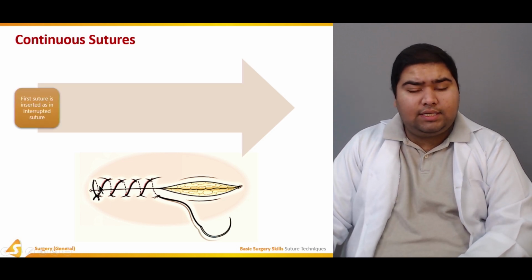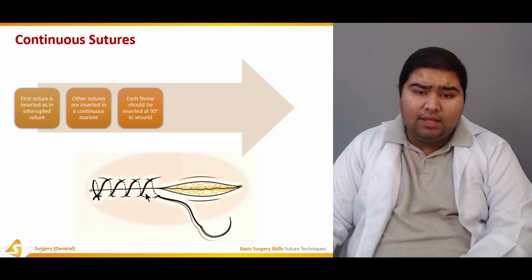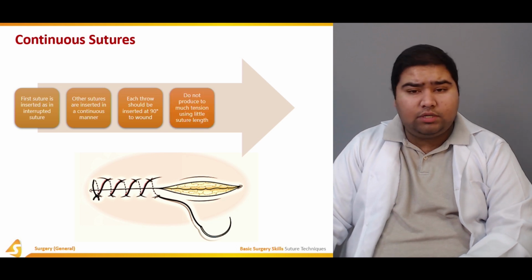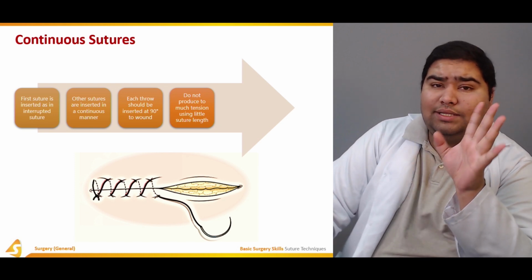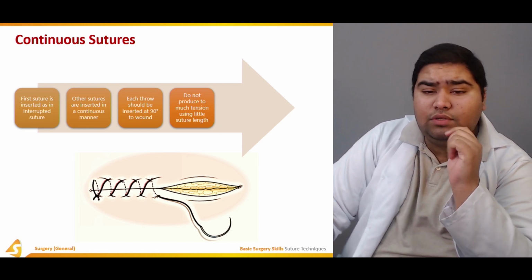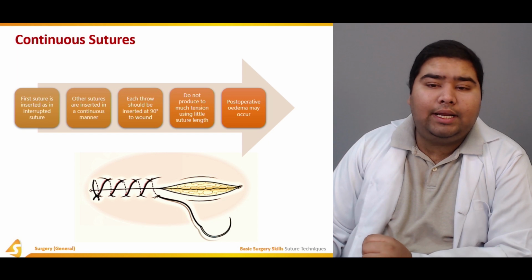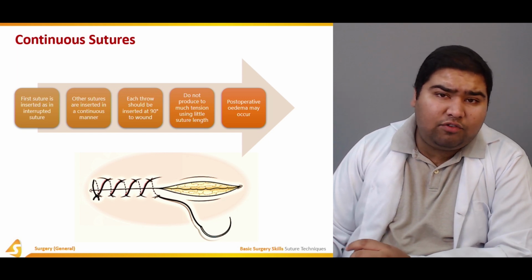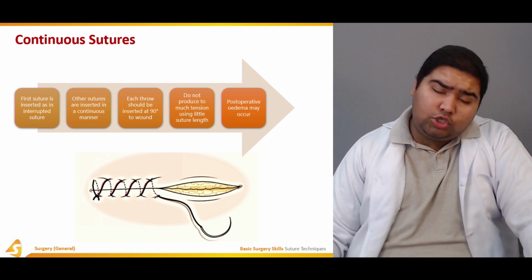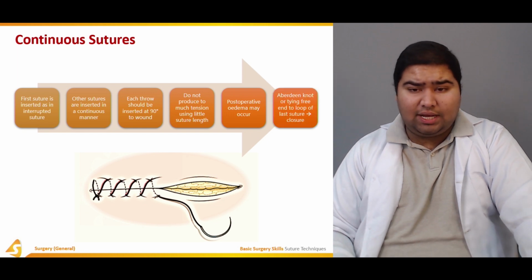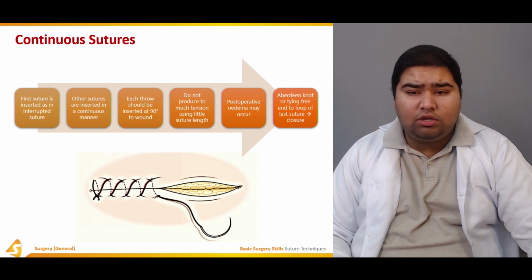Now, the first suture is interrupted. We've talked about it. Other sutures are inserted in a continuous manner, as can be seen in the figure. Each suture should be at 90 degrees. We've talked about it. Now, while your assistant is following the suture line, he has to keep in mind not to produce too much tension using the little suture length. Post-operative edema might follow if you apply too much tension or use too little suture length. Post-operative edema might occur. It usually occurs in these. And this type of continuous suture is tied down by an Aberdeen knot.